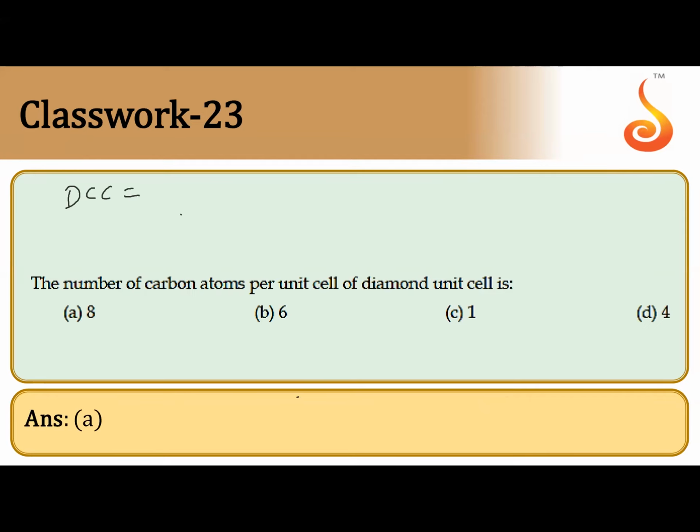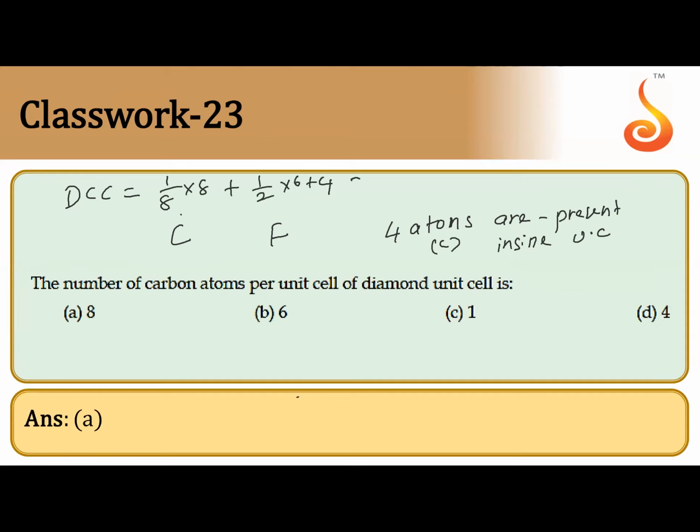It's a special unit cell. You'll have atoms at corners, you'll have atoms at faces, and 4 atoms of carbon are present inside the unit cell. Corners means 1 by 8 into 8. Faces means 1 by 2 into 6, plus 4. So please calculate this. You will get totally 8 atoms. Number of carbon atoms per unit cell of diamond is 8. Option A is correct.